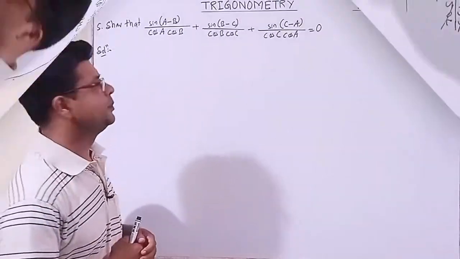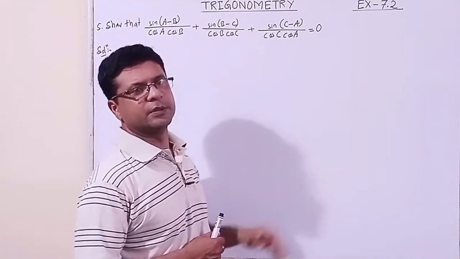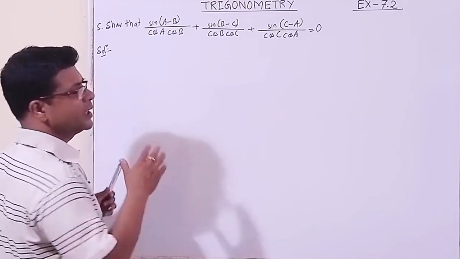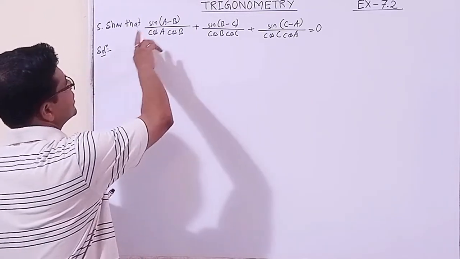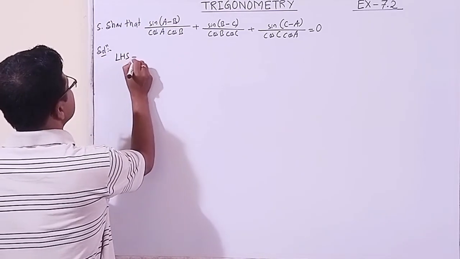Beloved students, we have taken question number 5. We have to show that this is equal to 0. The solution is very simple, but you have to know the formula for sin of a minus b, that's all. Let us take the left hand side.